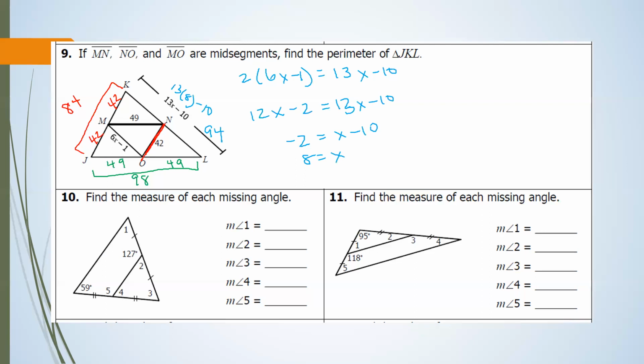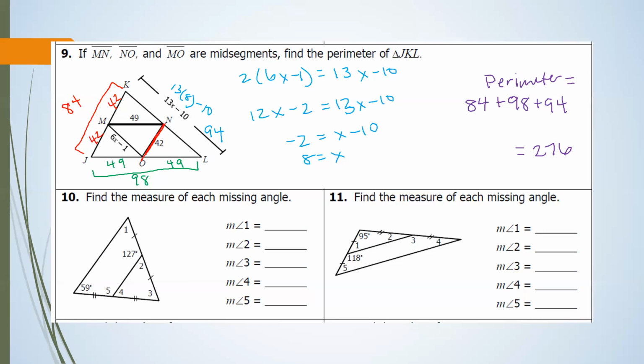So to find the perimeter of the whole big triangle, we'll take each length, so the length of JK, the length of JL, and the length of KL, add those together, and that will be my perimeter. So our perimeter is 276. All right, so that is using midsegments and finding the perimeter.